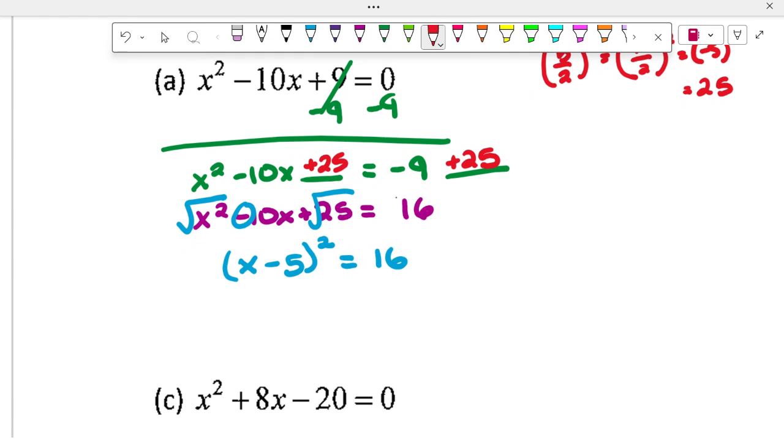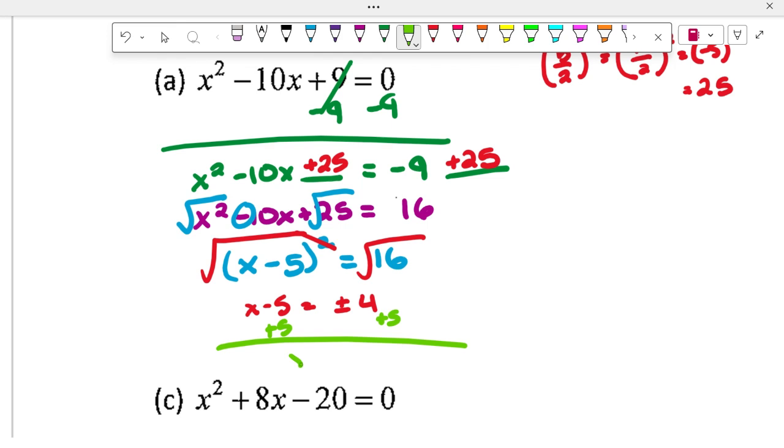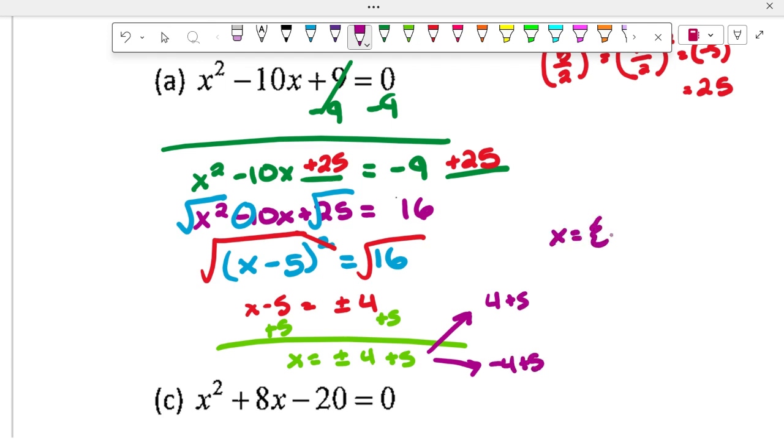Now, what's my next step? Square root of both sides. That goes away. x minus 5 is equal to plus or minus 4. Add 5. x is equal to plus or minus 4 plus 5. And break them apart. So 4 plus 5, negative 4 plus 5. So x is equal to 1 and 9.